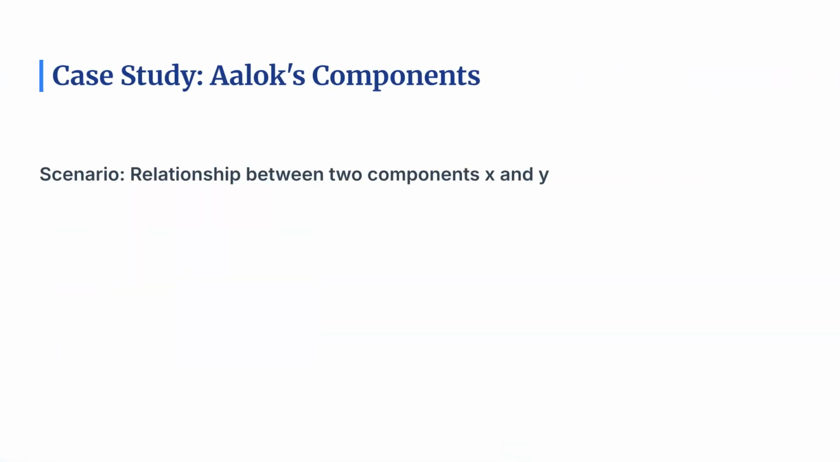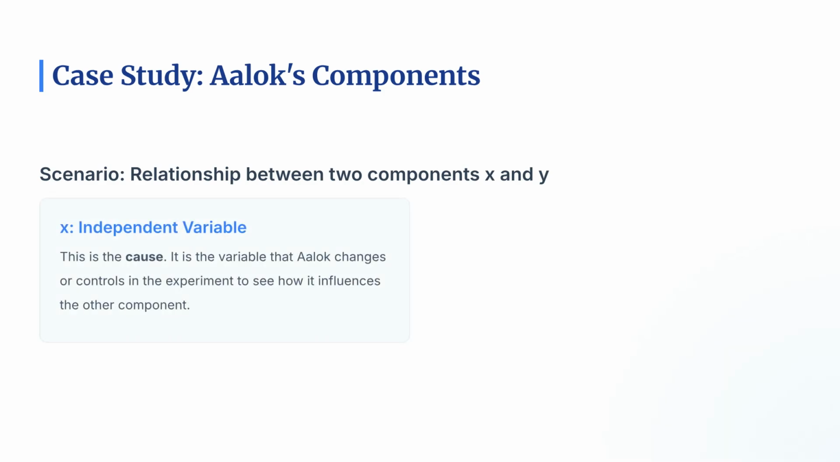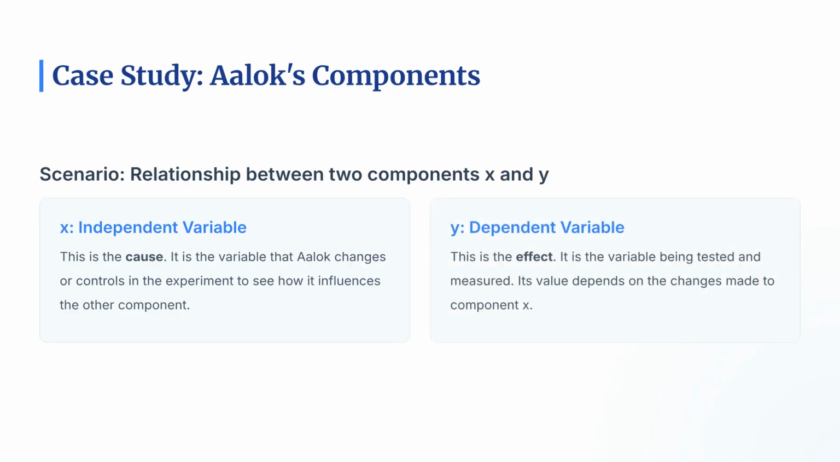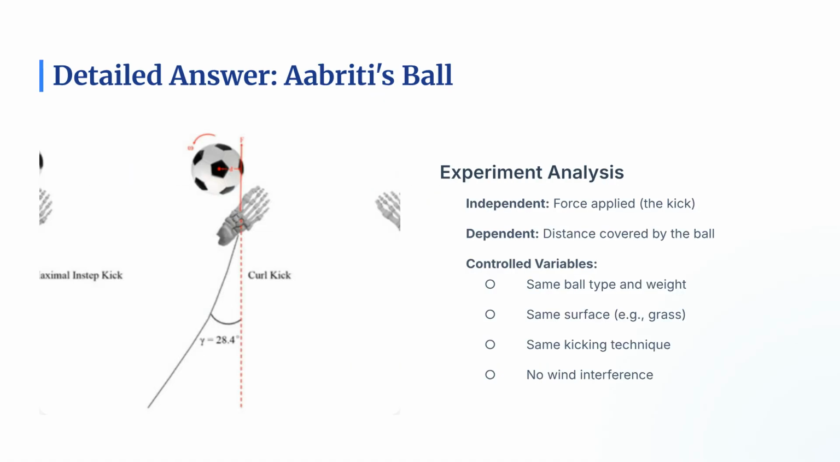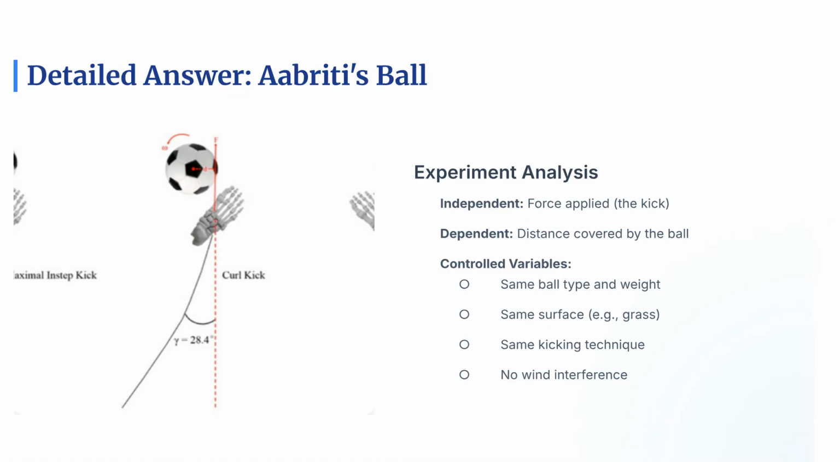For the case study on ALOC's components, the independent variable x is the cause, which ALOC changes. The dependent variable y is the effect, the variable being tested and measured. We assume x is changed to directly observe the effect on y. In Abrides' ball experiment, the independent variable is the force applied. The dependent variable is the distance the ball covers. Controlled variables include the same ball type and weight, the same surface, the same kicking technique, and no wind interference.